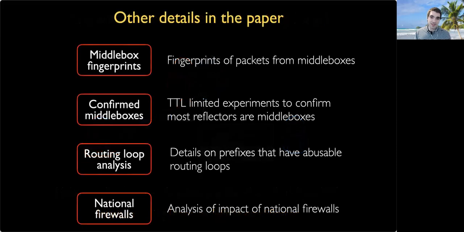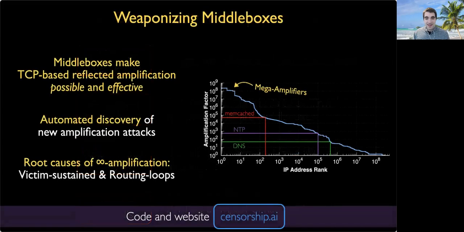Now, there are many other details and results in the paper that I don't have time to talk through today. We analyzed fingerprints from the packets we got from middleboxes. We did experiments to confirm that the data we're seeing is in fact from middleboxes and not just weird end hosts. We did a detailed analysis of the routing loops we saw, did an analysis of the impact of national firewalls and more. In summary, here we presented new TCP-based amplification attacks enabled by middleboxes.